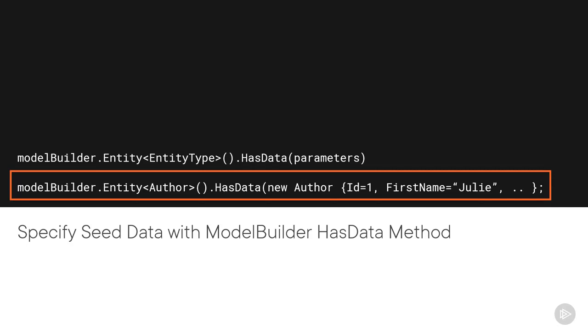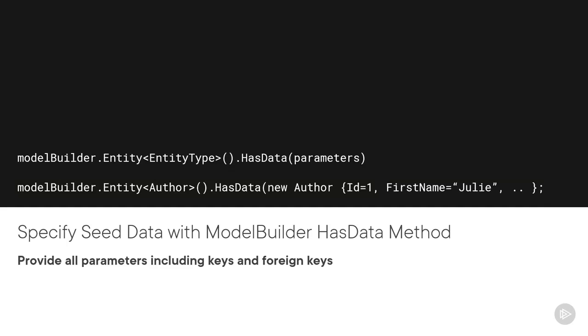What you pass in to the HasData method is actually an instance of the class you're using to seed the database table. So here I'm creating a new author. And then you need to supply values for the non-nullable scalar properties. And most importantly, even if your database generates primary keys, you still have to supply values for the keys anyway. When you add a migration, EF Core will read this HasData method and create migration logic for the inserts.